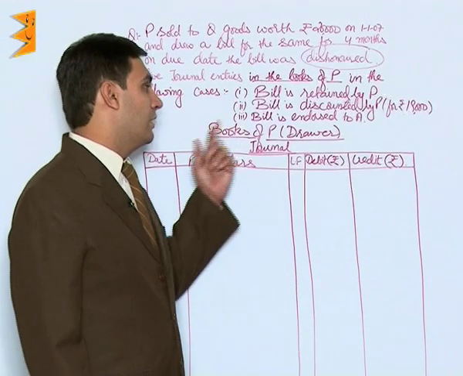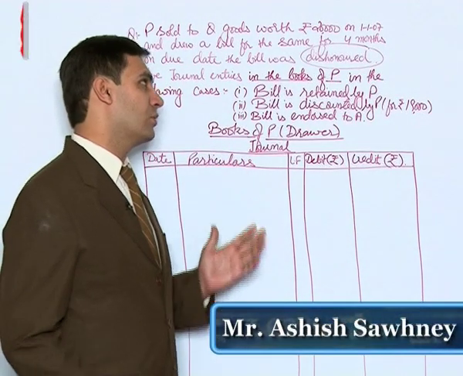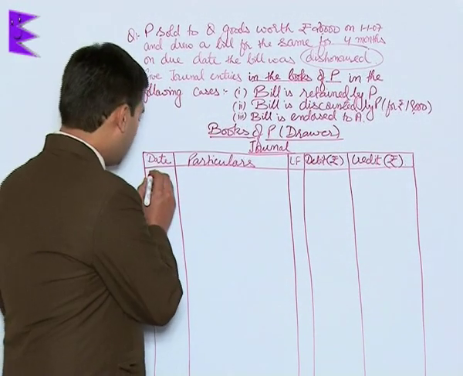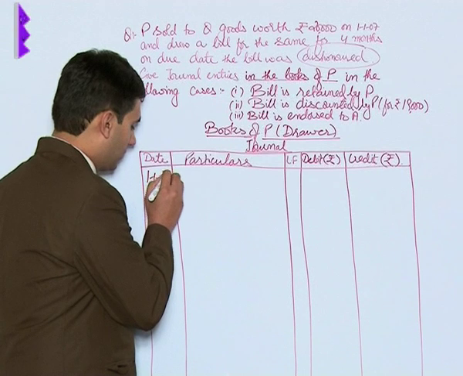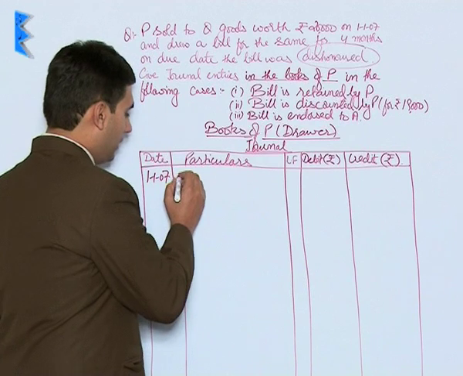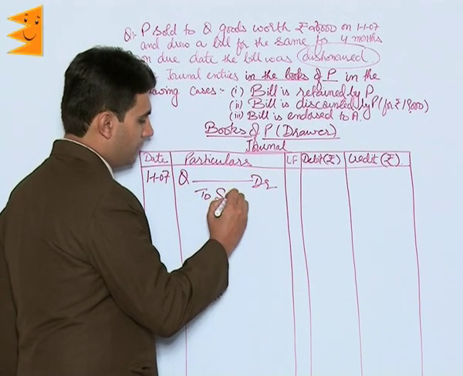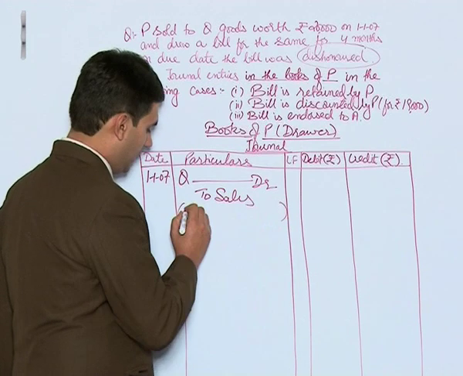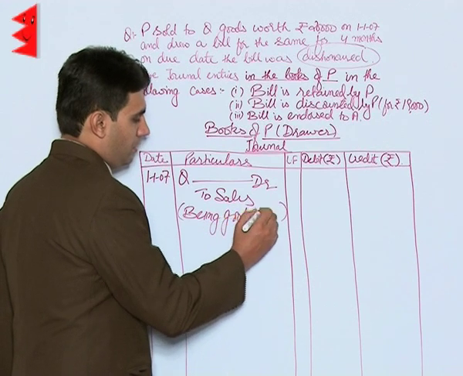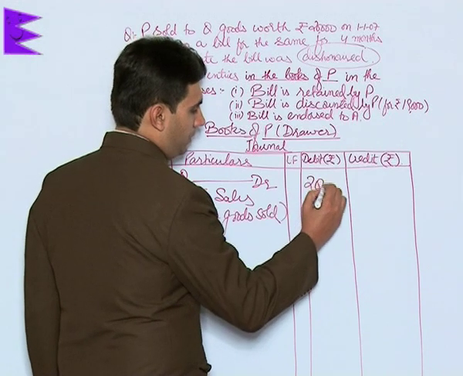Coming to case 2. Case 2 says that the bill was discounted by P, and obviously it is apparent from the question that later on it was dishonored. So students, the first entry in this case would be on 1st January 2007 when goods were sold by P to Q. Entry in this case would be Q debited to sales. That is, being goods sold, and the amount would be 20,000.